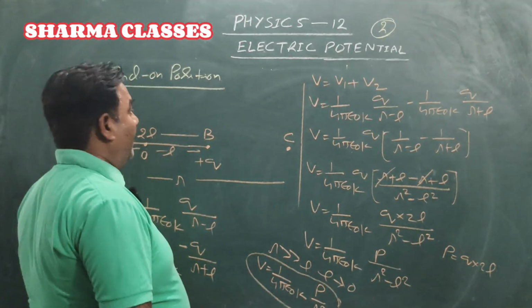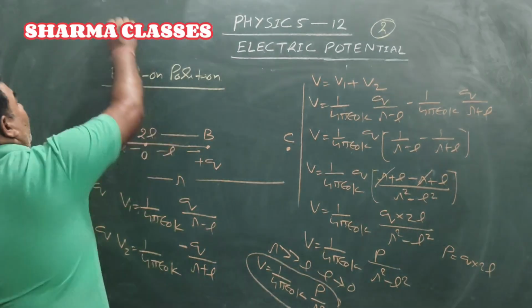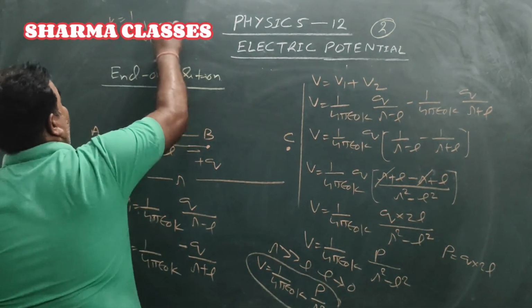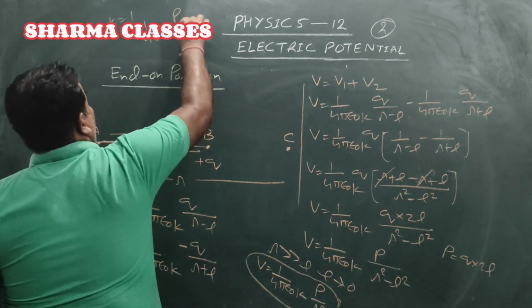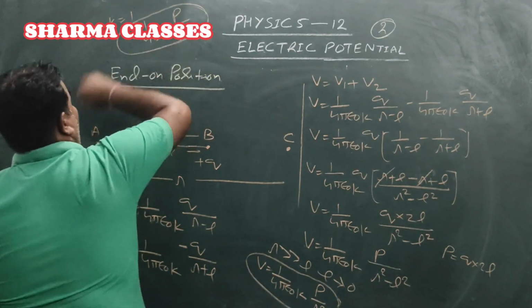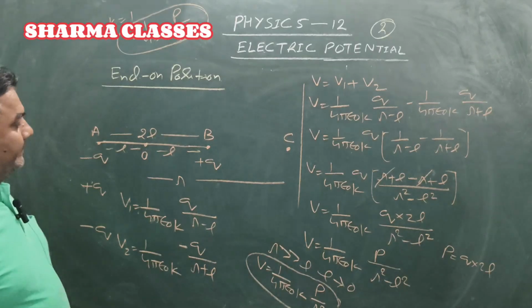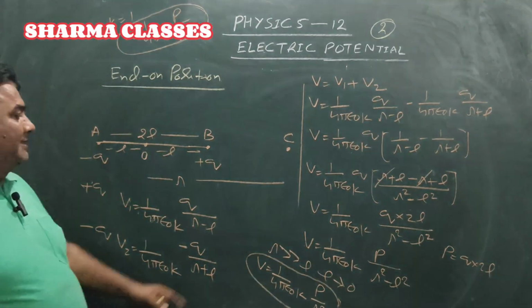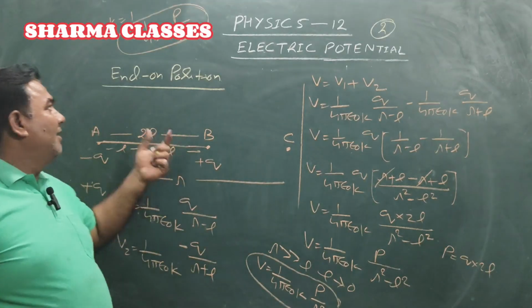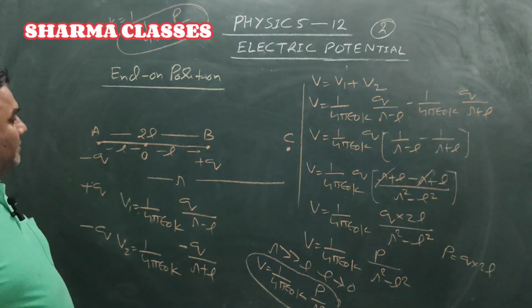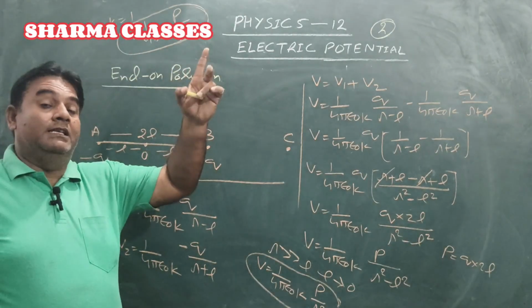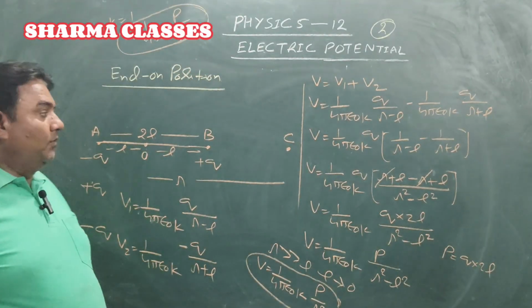And for air or vacuum, you know that the value of K is 1. That is why the electric potential is 1 upon 4 pi epsilon naught, P upon R square. This is the formula of electric potential at any point on the axis of the dipole due to the electric dipole with electric dipole moment P. The electric potential at any point due to an electric dipole is inversely proportional to R square, and the intensity of electric field is inversely proportional to R cube. You read that in the previous chapter.